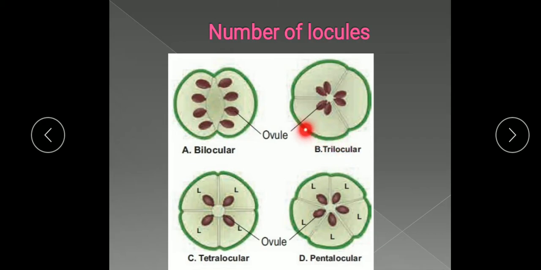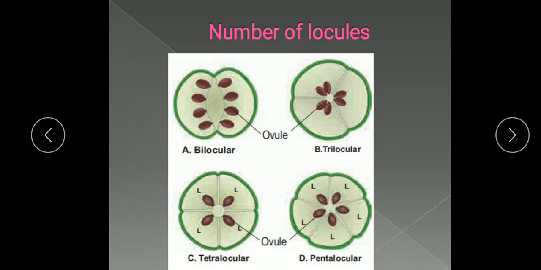Trilocular, where three locules are there, 1, 2 and 3 locules, three chambers, found in asphodelus. You can learn any of the examples from your book. Here I am explaining with the help of one example. You can learn one or more from your book. Then the tetralocular ovary. Tetra means 4. So when 4 chambers are there, means 1, 2, 3 and 4 locules are here. This condition is tetralocular. This is found in ocimum.